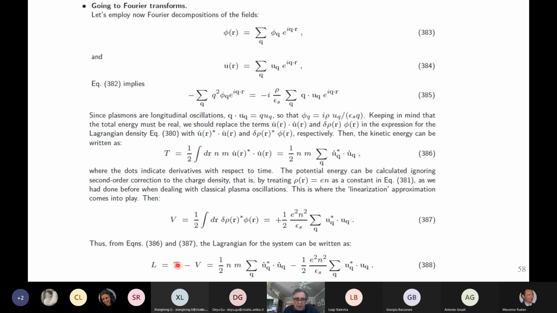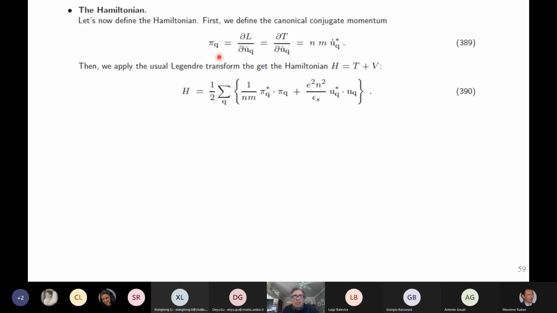So the total Lagrangian, which is the difference between kinetic energy and potential energy, is given by this expression. I can now write the Hamiltonian by doing the same canonical procedure to find the canonically conjugate momentum density, and I can write the Hamiltonian instead of going through the density.